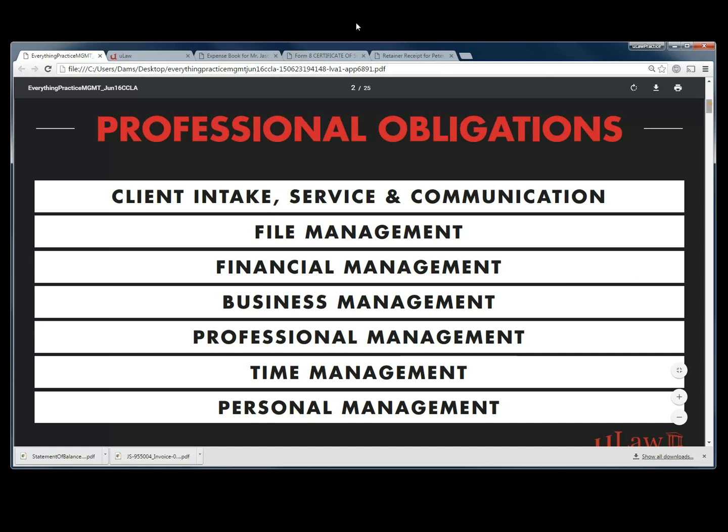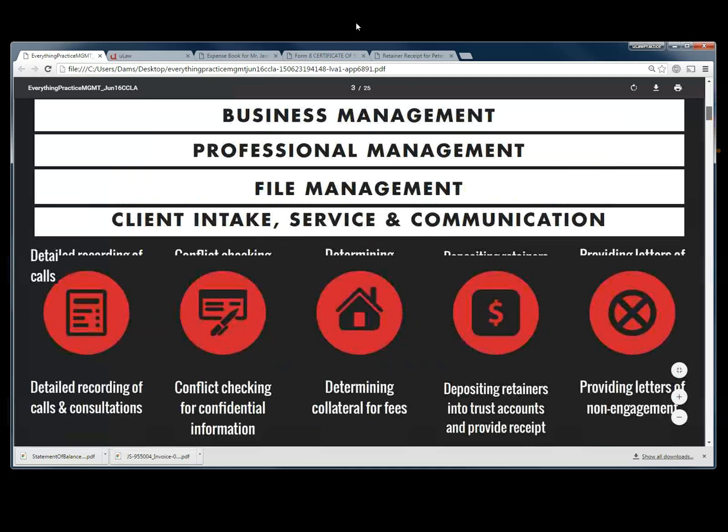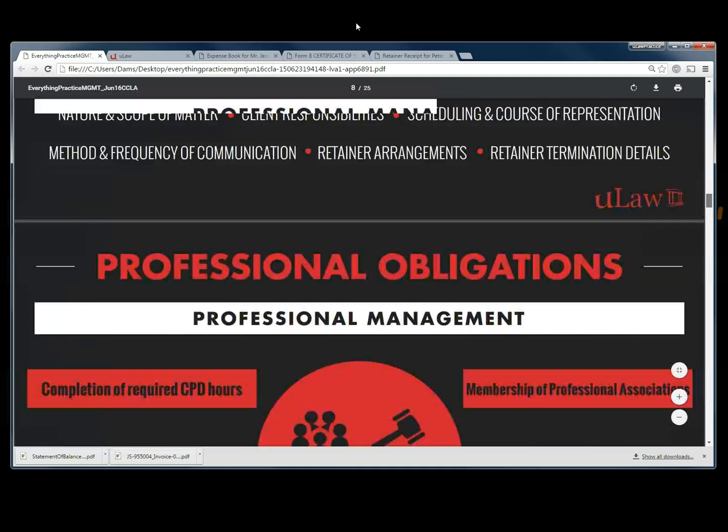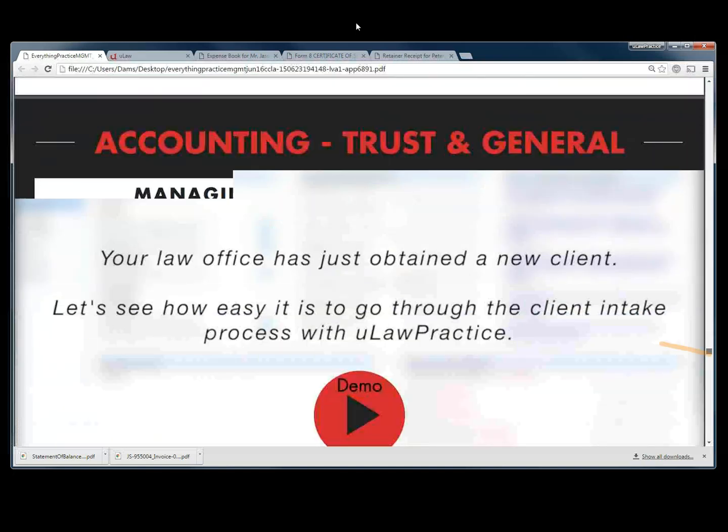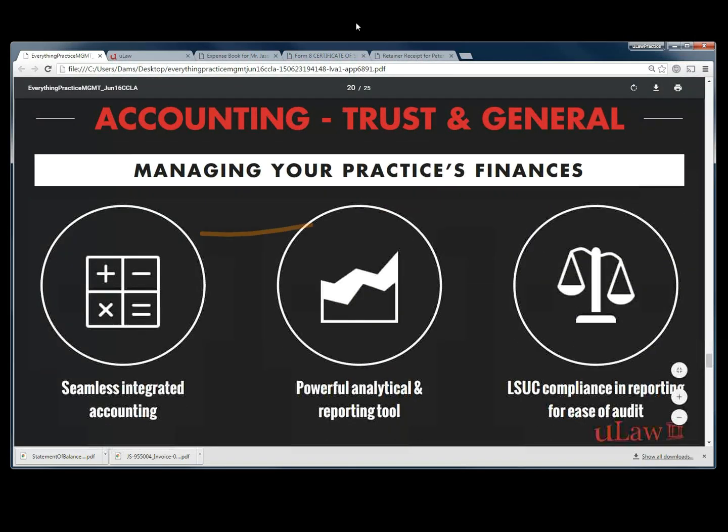So let's now get into one key element of our practice, which is basically, again, accounting, with trust and general. Now, what is trust management, and why should we have trust and general separate? Okay, let's talk about it.